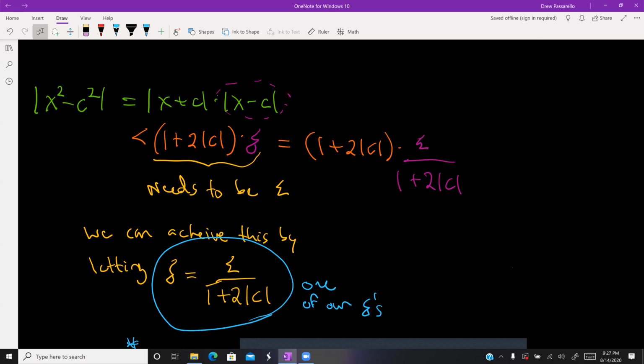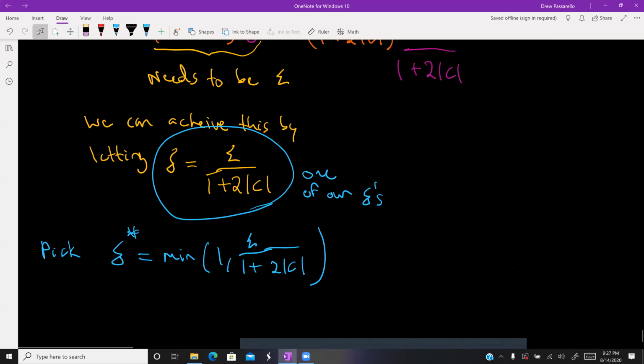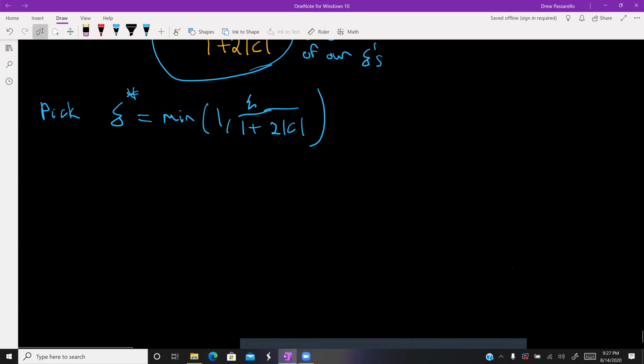So then we would have this x plus c times x minus c absolute values, and the x plus c is less than 1 plus 2 times the absolute value of c, and then the x minus c is less than delta. And then we manipulate this to be the whole thing less than epsilon by using delta equal to epsilon over 1 plus 2 times absolute value of c. All right, so this is all scratch work. Now the proof.